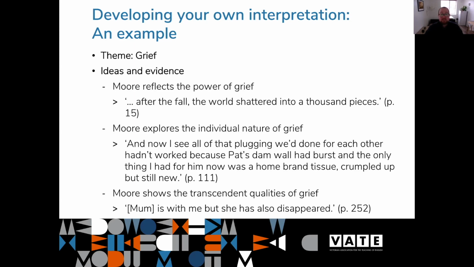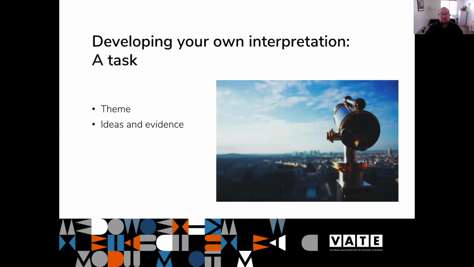So I've chosen a quote here that's from the last couple of pages of the book, where Dylan says, "Mum is still with me, but she has also disappeared." So to me, this quote shows that Dylan's relationship to her grief has changed, but she has not completely disconnected from that grief. It will always be with her. So here I'm really developing what I think Kath Moore is saying about grief in the text. And for every idea that I generate, I'm finding evidence from the text itself to make sure I can substantiate my opinion. So, of course, I'm going to ask you now to go through a very similar process.